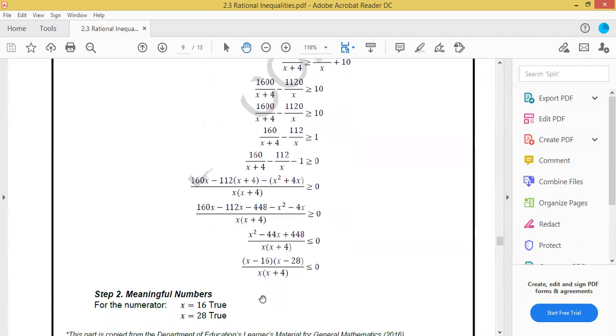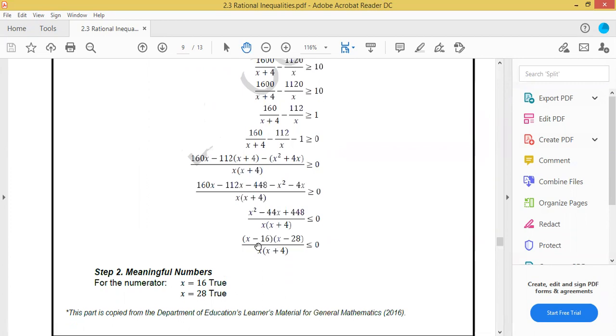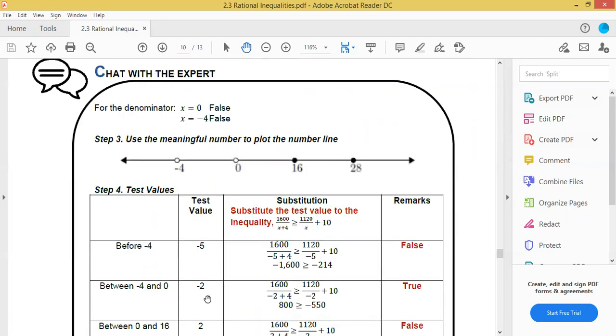This time, using our derived inequality, a single rational expression, we need to solve for the numerator. For the meaningful values, for the numerator, we have x equals 16. For the numerator, we also have x equals 28. And when we substitute these to our inequality, it will give us a true value. So 16 and 28 become shaded circles.